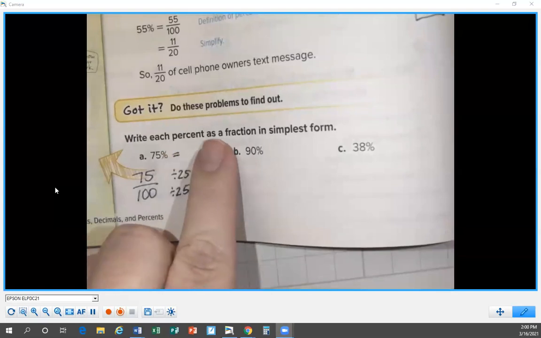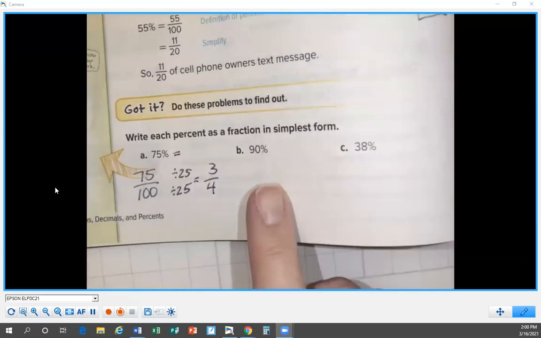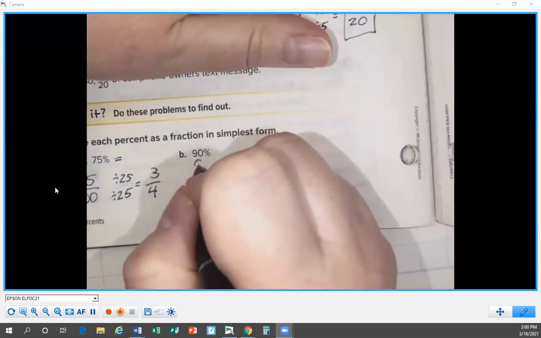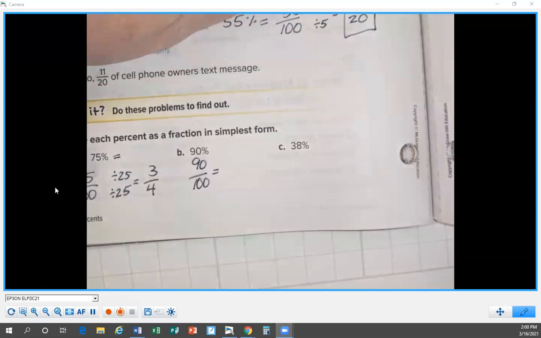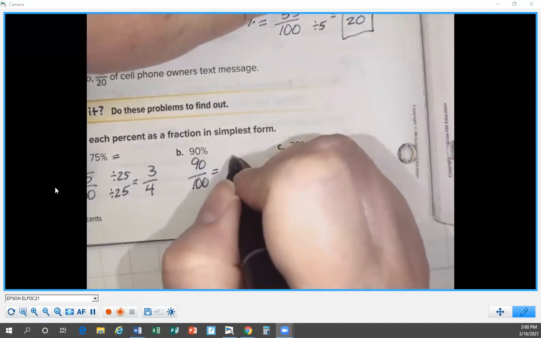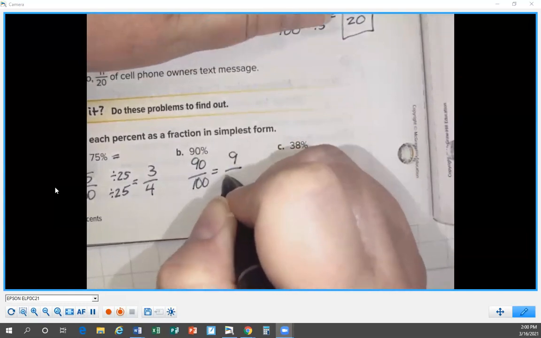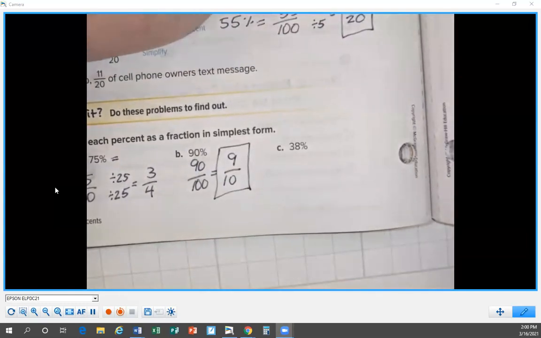Again, our directions say write as a fraction in the simplest form. So 90% means 90 per 100. 90 and 100 are both divisible by 10. 90 divided by 10 will give us 9. 100 divided by 10 will give us 10. So that simplifies to 9/10.